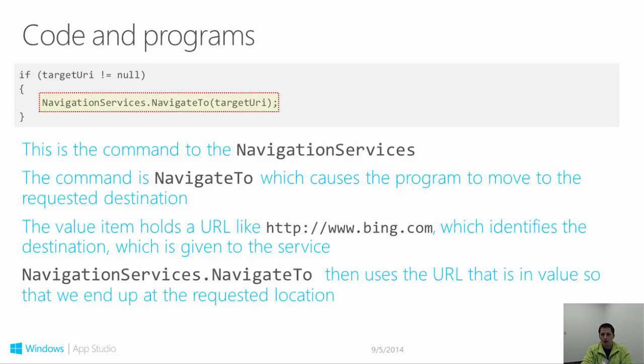The next line to run in this case is a call to something called navigation services. Navigation services can perform a number of different types of operations. One of these operations is navigate to. If you give navigate to a URL, it will navigate your app to that URL. In this case, we know that target URI must have some type of information in it because it passed the if statement. So the navigation services will try to use that information in the target URI as a place to navigate to.